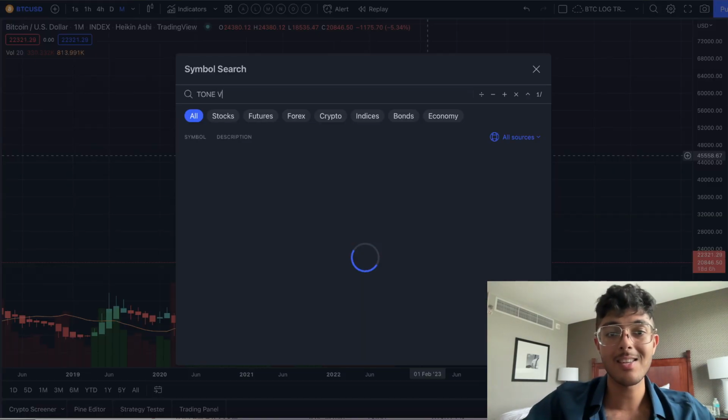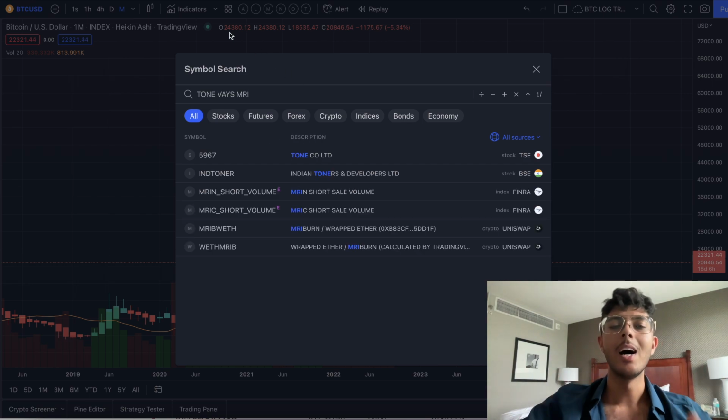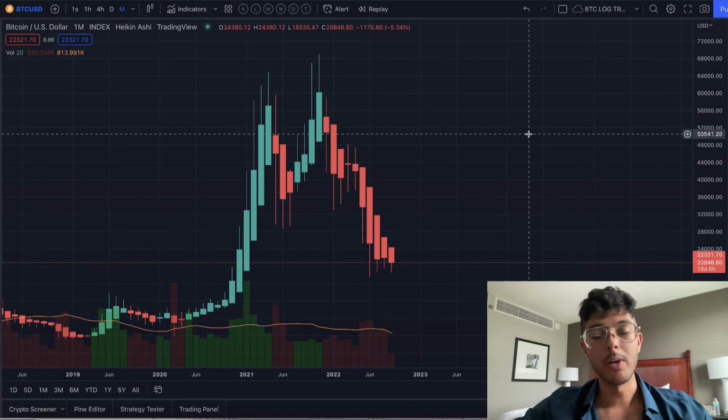Before I get into this, it is actually based off 𝗏𝗏𝗏𝗏's MRI indicator, so go ahead and type this into Google if you want to get his indicator. But let's take a look at this.